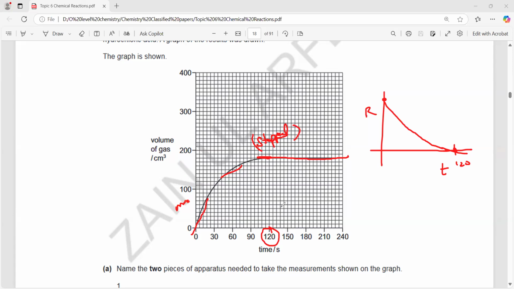Why can we not draw a straight line here? Because it's not a linear change. It's not a constant change. If it was a constant change, then we would draw a linear, straight line.